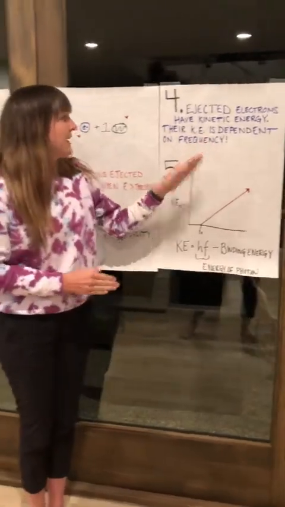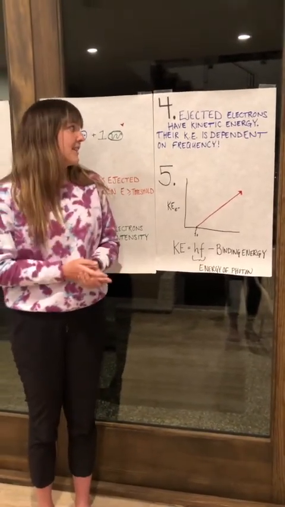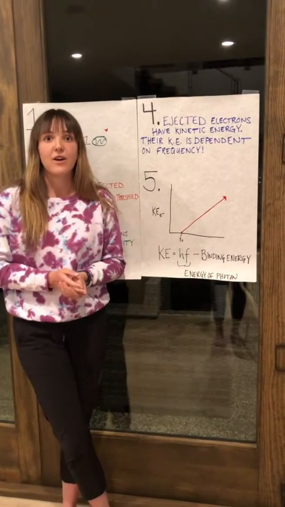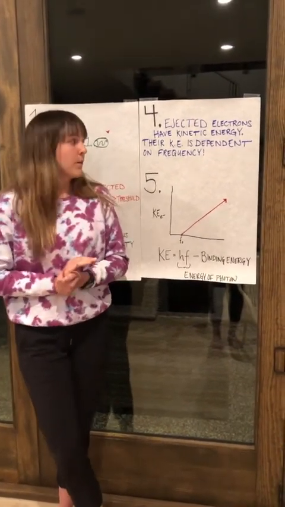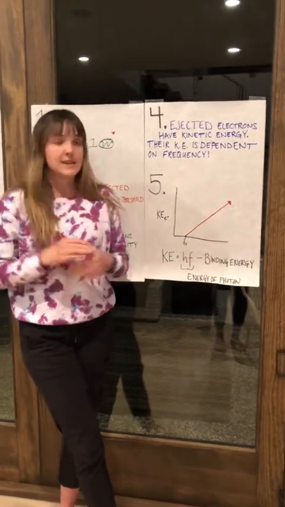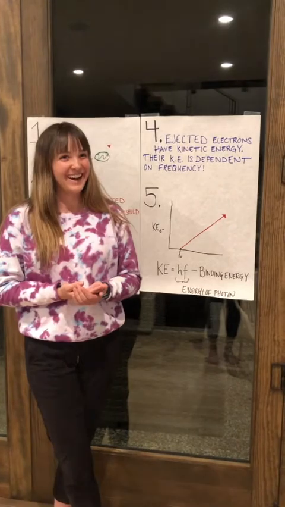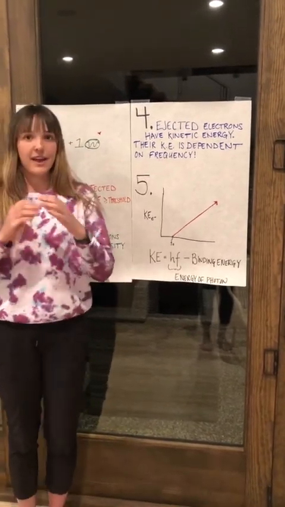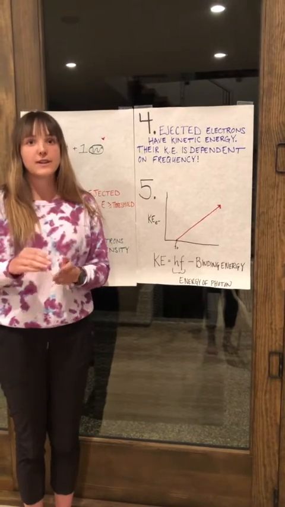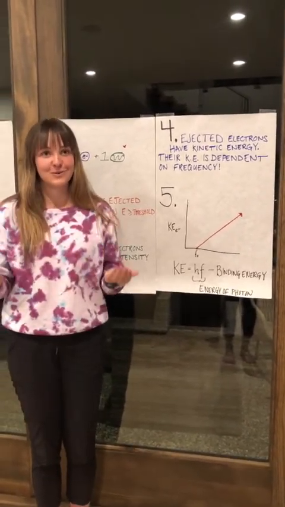The fourth one is that ejected electrons have kinetic energy when they're ejected, and that their kinetic energy is dependent on the frequency of the photon that hits them. So basically what that's saying is that it's independent of the intensity of the light and dependent on the frequency, and that the energy from the photon is transferred into the electron so that the electron can fly off of the sheet of metal with some sort of kinetic energy.